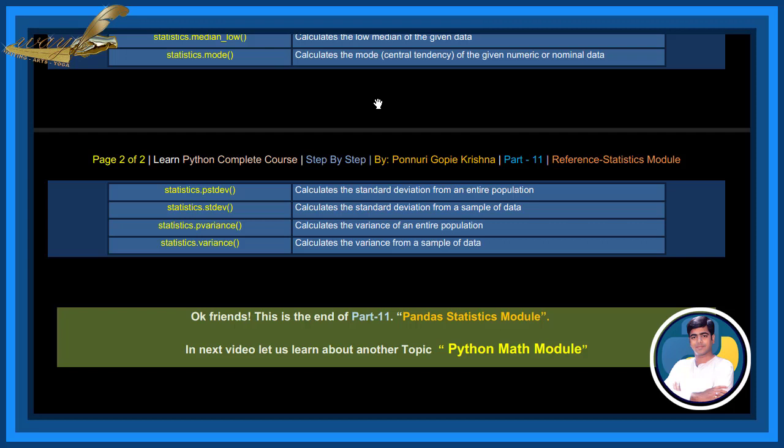The statistics.pvariance method calculates the variance of an entire population. The statistics.variance method calculates the variance from a sample of data. Okay friends, this is the end of part 11, the Python statistics module. In the next video, let us learn about another topic, the Python math module.